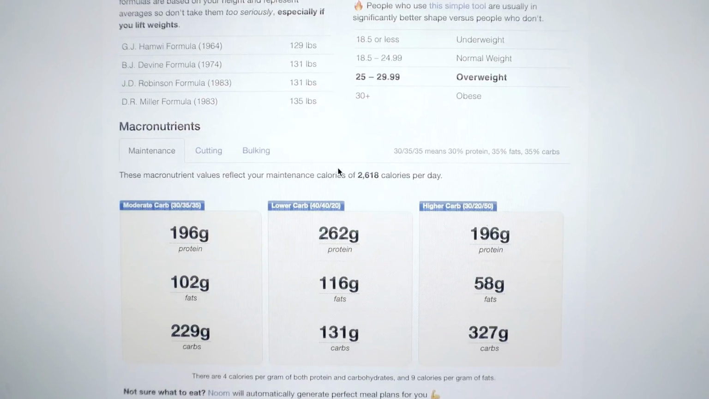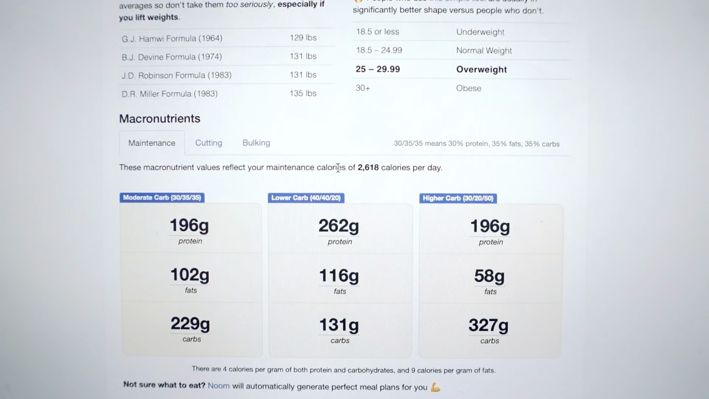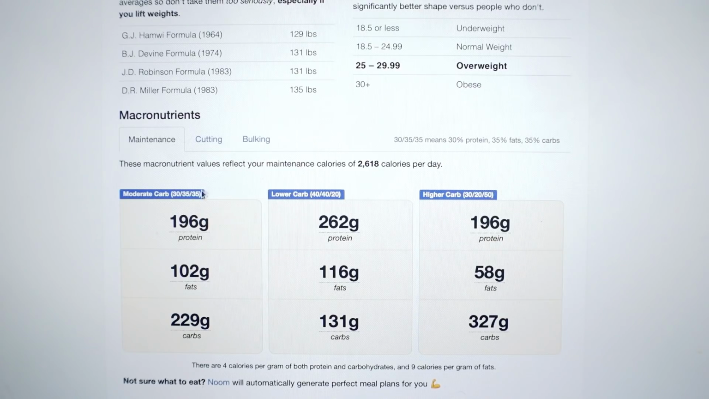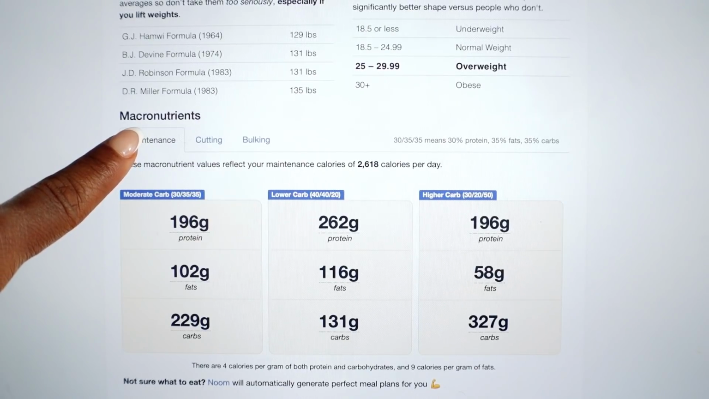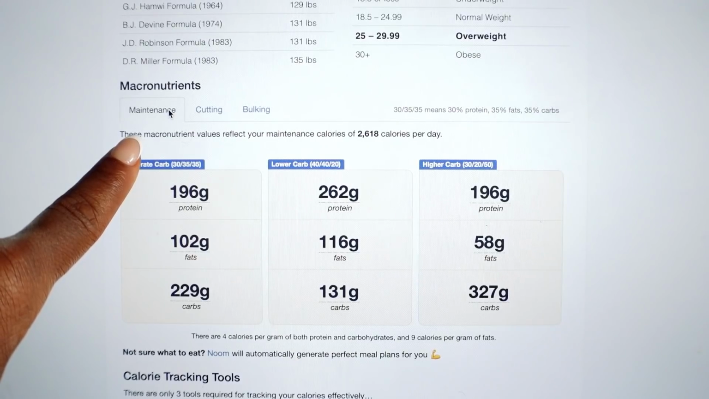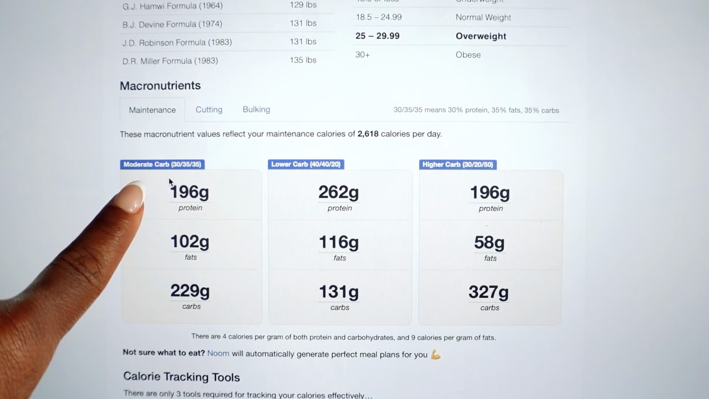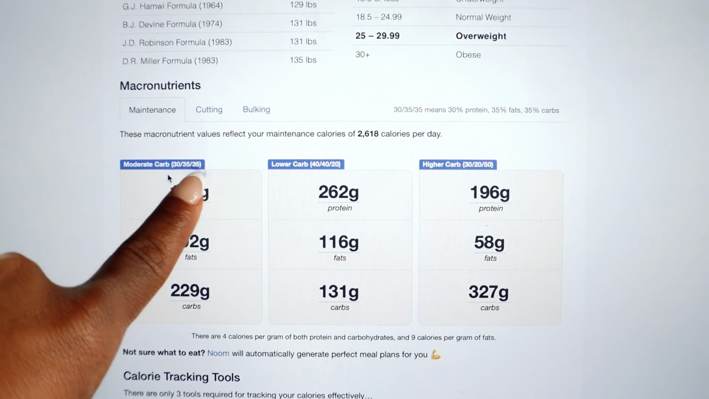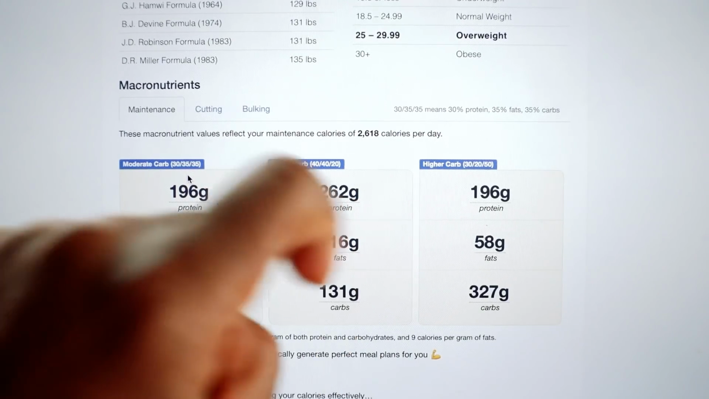But typically I would calculate my calories and macros out manually, but I completely forgot that it gives you the breakdown for what your macros would be for your moderate carb days, your lower carb days, and your higher carb days. For example, see here, it says my macronutrients breakdown. And if I was to maintain my weight, this would be my calories for moderate carb days, lower carb days, and higher carb days.